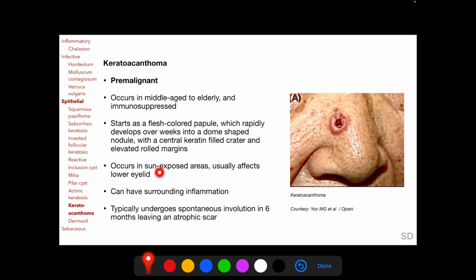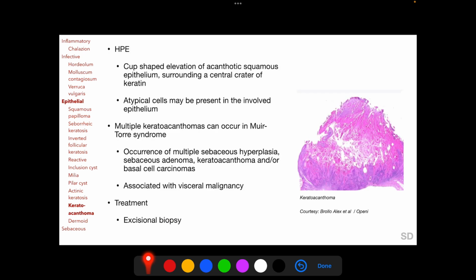It occurs in sun-exposed areas and usually affects the lower eyelid. It can also have surrounding inflammation, and it typically undergoes spontaneous involution in 6 months' time, leaving an atrophic scar. On histopathology, keratoacanthoma shows a cup-shaped elevation of acanthotic squamous epithelium surrounding a central crater of keratin, and atypical cells may be present in the involved epithelium.